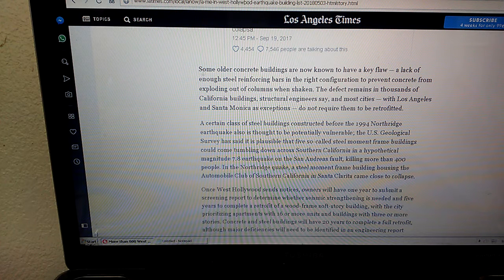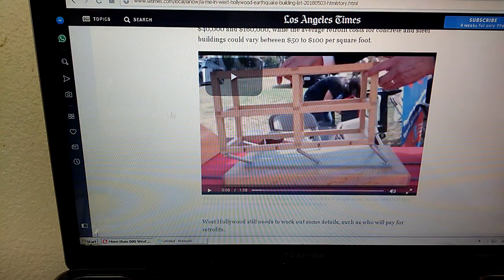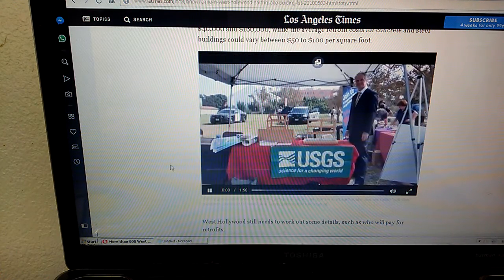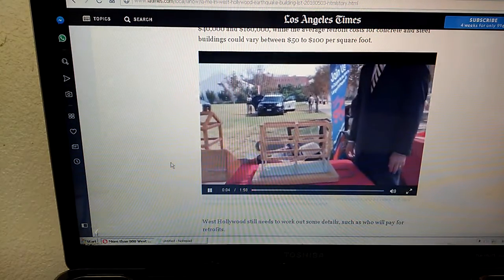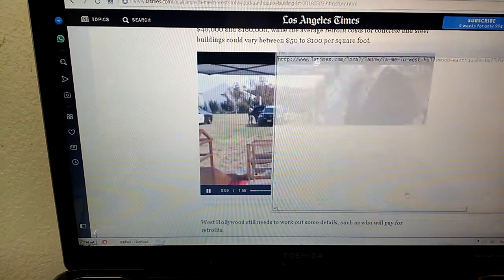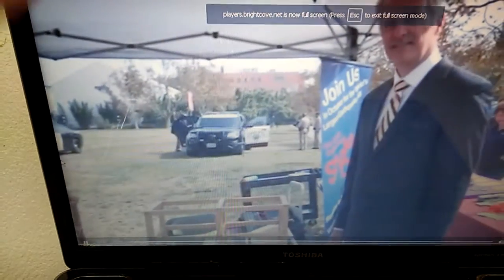Another interesting piece here. Some older concrete buildings are known to have a key flaw: lack of enough steel reinforcing bars to prevent concrete exploding out of columns when shaken. Ooh, that's not good. Yeah, a big earthquake in LA is going to be a nightmare. Here we have another video with the USGS, and he's going to talk to us a little bit about soft story buildings and what the issue is with them.